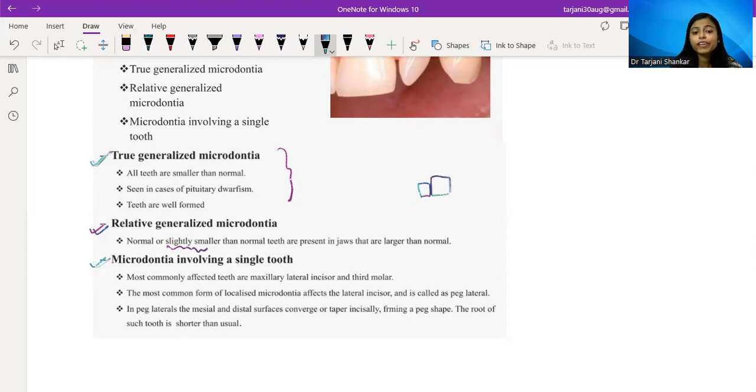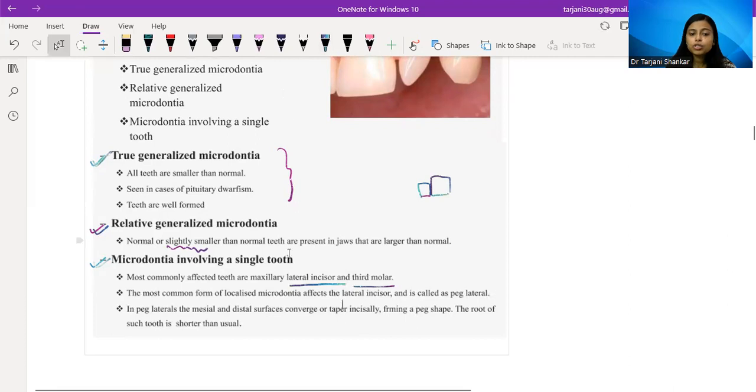Now, most commonly affected teeth are maxillary lateral incisors and the third molars, right? So these are the two that are most commonly affected over here. Then the most common form of localized microdontia affects the lateral incisor. It is called peg lateral incisor. It is usually seen in a condition with syphilis.